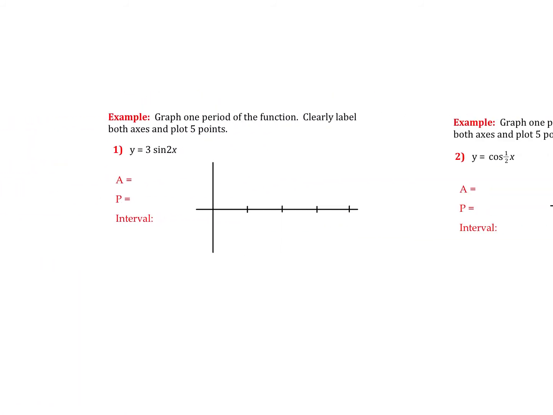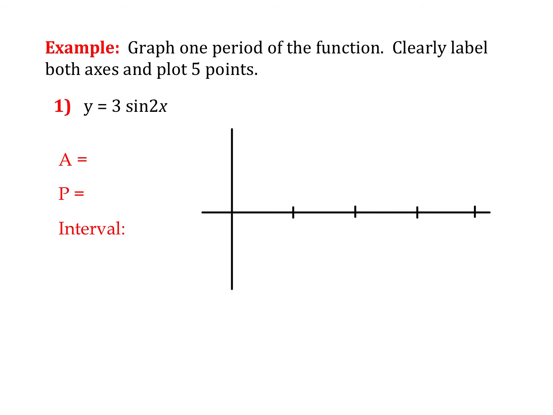All right, let's get to stepping here. We want to graph one period of the function, clearly label both axes, and plot some points. Okay, our amplitude is going to be 3. Our period is going to be 2 pi divided by 2, which means our period is going to be pi. So that goes over here at the end.